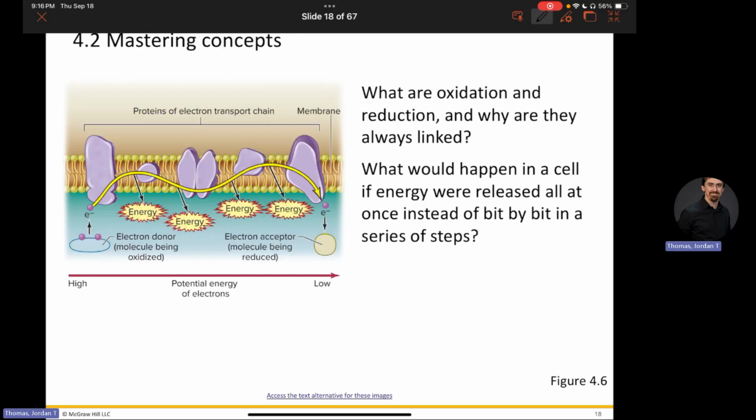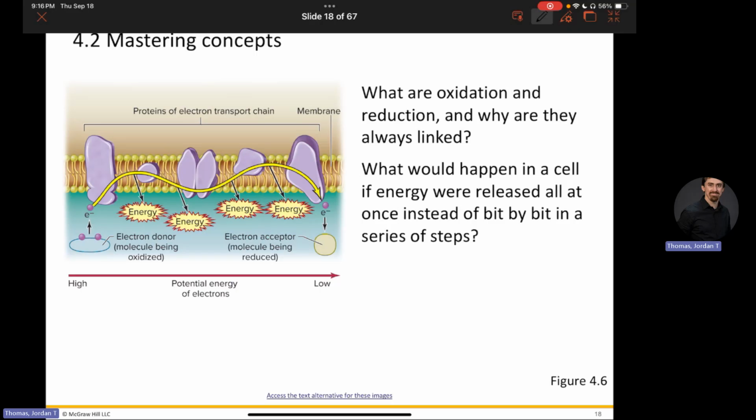Now for the next part, what is oxidation and reduction, and why are they always linked? And then answer, what would happen in the cell if energy was released all at once instead of bit by bit in a series of steps? Again, take a minute, pause this video, and answer these questions.